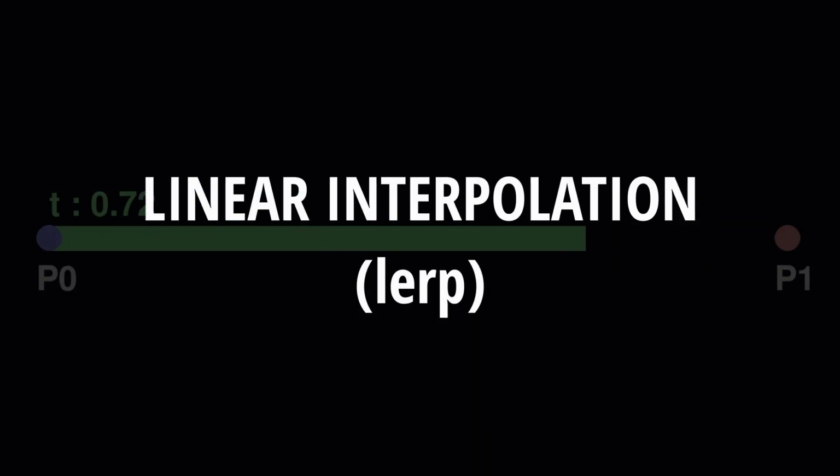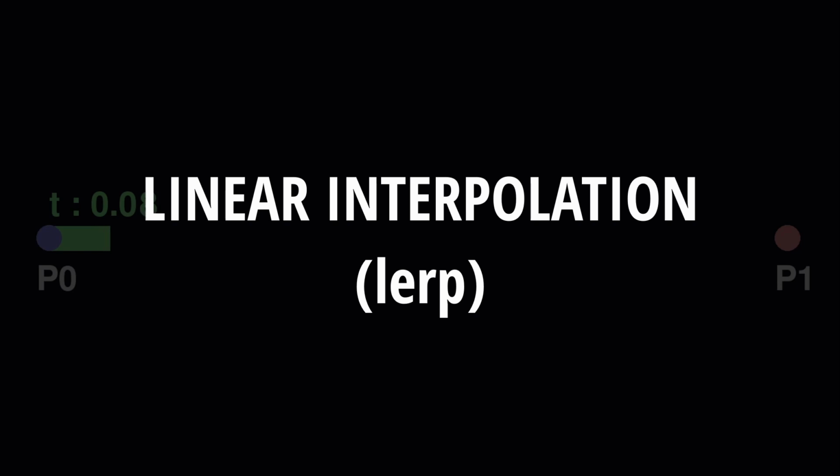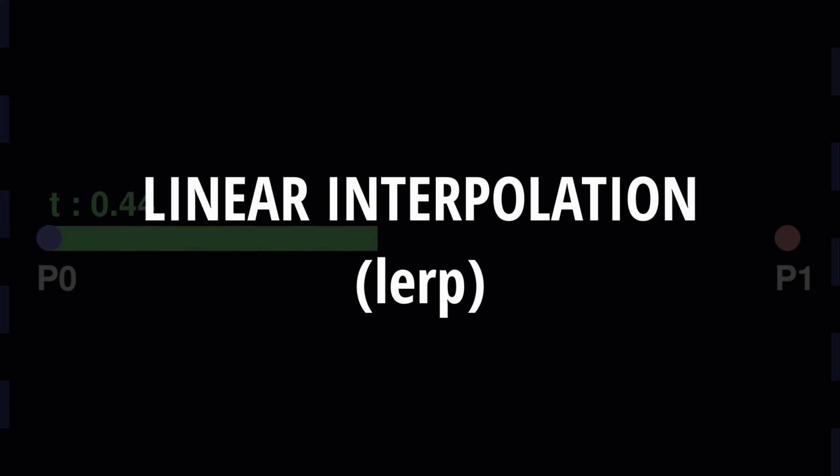So the concept of blending between two values is called linear interpolation, or Lerp for short. You can see an example right now on the screen. Our variable is a percentage, which I call t, and it's very important to notice that as t approaches 1, the bar is getting longer, and vice versa.